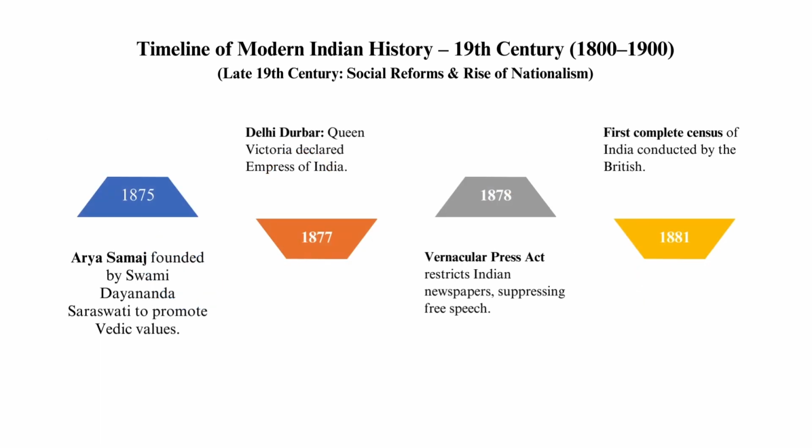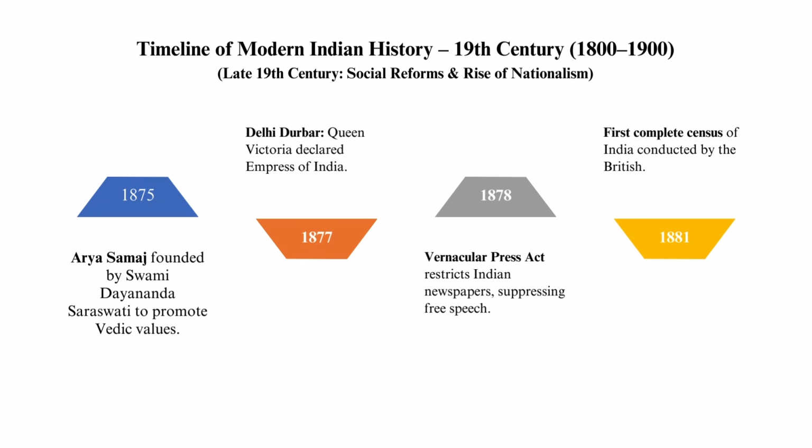Religious and social movements emerged. In 1875, Swami Dayananda Saraswati founded the Arya Samaj, advocating a return to Vedic traditions. Two years later, at the Delhi Durbar of 1877, Queen Victoria was declared Empress of India, symbolizing the consolidation of British rule. However, growing discontent led to restrictive policies like the Vernacular Press Act of 1878, which curbed Indian journalism.